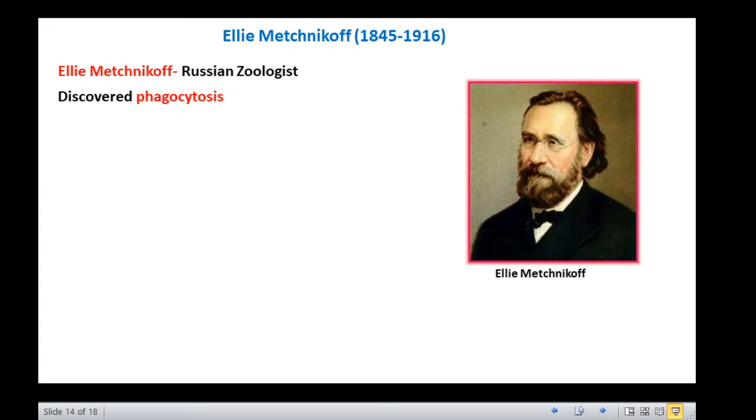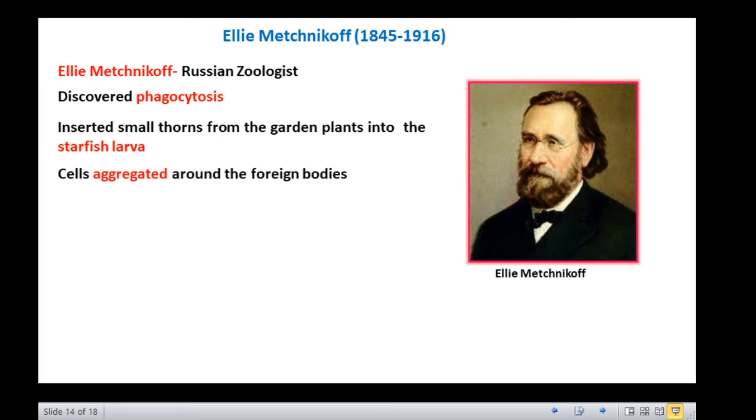To test this hypothesis, he inserted small thorns from the garden plants into the starfish larva. The following morning, he noted that the cells within the larvae were no longer moving around aimlessly, but were instead aggregated around the foreign bodies as if to drive them out. The theory of phagocytosis was thus taking shape.